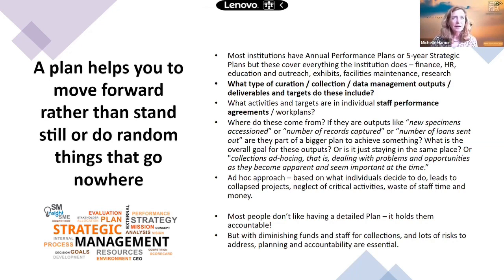And in that article, I put the reference up for in the previous slide, we call that collections ad hocing. So when you don't know where you're going, you don't have a plan, you just do things. It's dealing with problems and opportunities as they become apparent and seem important at the time. So there's no long-term thinking about where you need to go and what you need to do to get there. It's just doing things. And an ad hoc approach is often based on what each individual wants to do. So there's no plan for the institution. It's just what everybody wants to do themselves, and everybody's off doing their own thing.